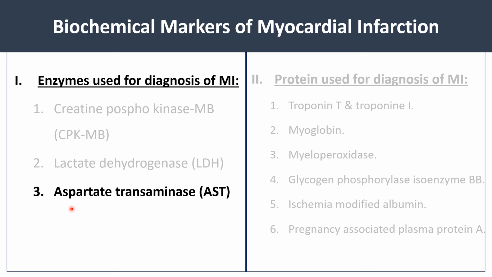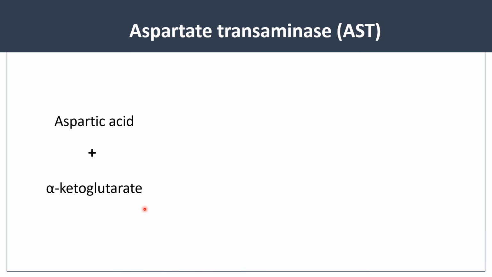So next, coming to aspartate transaminase. Aspartate transaminase is involved in the transamination reaction. As the name suggests, it transfers an amino group from aspartate. That's why it is called aspartate transaminase or aspartate aminotransferase. This enzyme removes an amino group from aspartic acid and transfers it to alpha ketoglutarate.